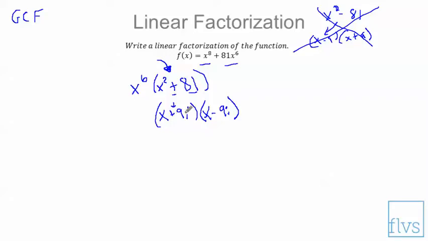So we have x plus 9i, x minus 9i, and then of course we have our GCF of x to the 6th, which should always stay there at the very end because that's part of our final answer. So that would be my final factored answer, x to the 6th times x plus 9i times x minus 9i. And I have then factored.